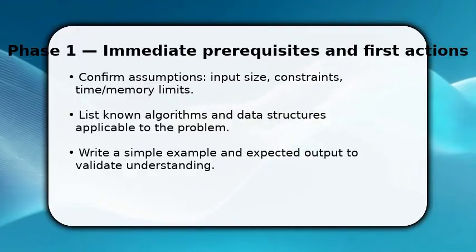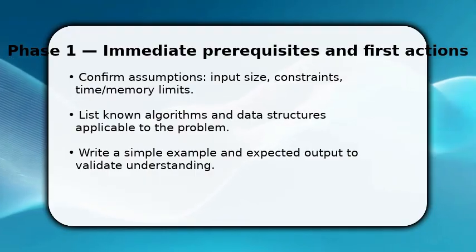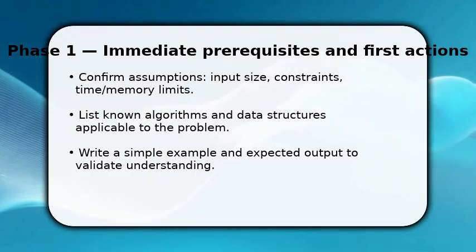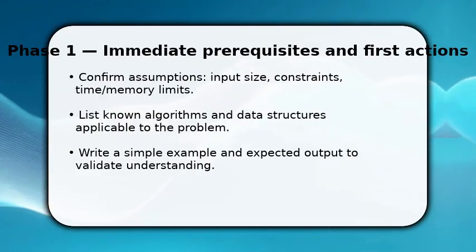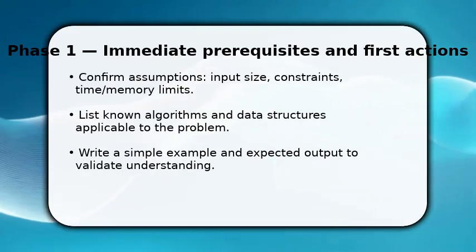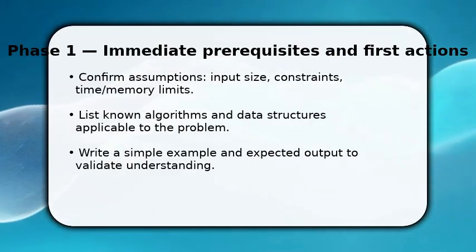You start by locking the problem boundaries. State inputs, outputs, and limits clearly. Once done, pick candidate algorithms and data structures that match those constraints and sketch a trivial example with expected output to test thinking. You should write a short, concrete test case now, run it mentally, and note edge cases.